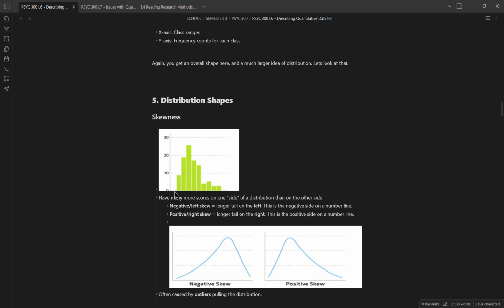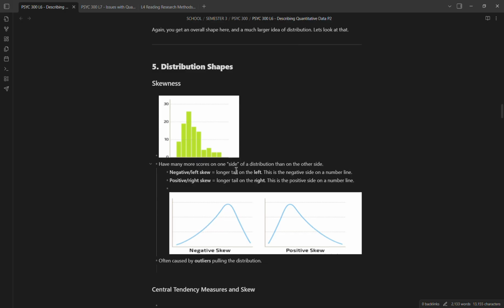And there's a concept in distribution called skewness, and this is referring to the side of distribution where there is a dominant skew of our data set. So how many scores are on one side of distribution as opposed to the other side. So we have negative skews and we have positive skews. Negative skews are also known as left skews. Positive skews are also known as right skews. For negative skews or left skews, the longer side of the skew tail is on the left. This is the negative side on a number line, right?